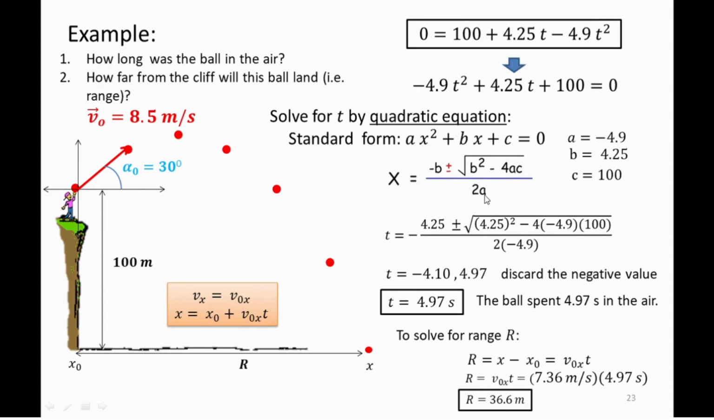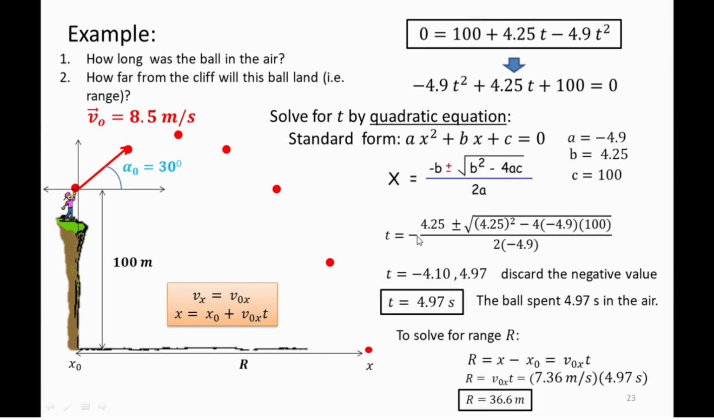And so to use this equation to solve for t, we will let x be our t, and then we let a be equal to negative 4.9, as you can see here. So this is our a, and b is equal to 4.25, because again the middle term b is 4.25, and then c is equal to 100, which is the constant term. And then after that, we will now solve for t. We just plug in the values in this equation.